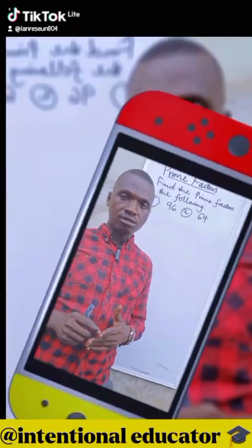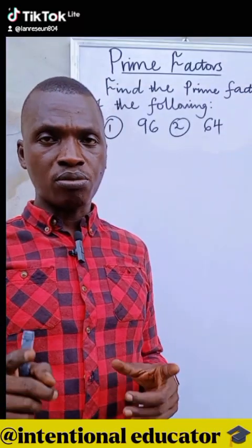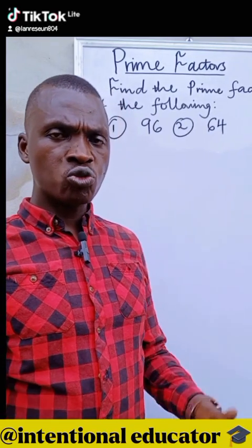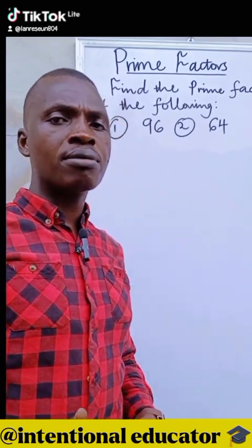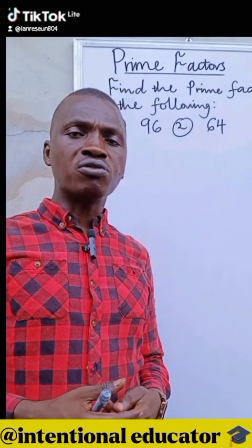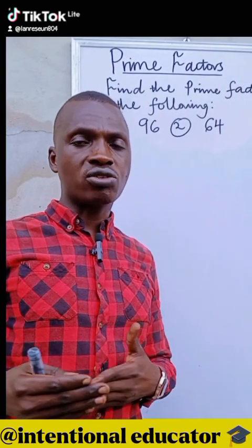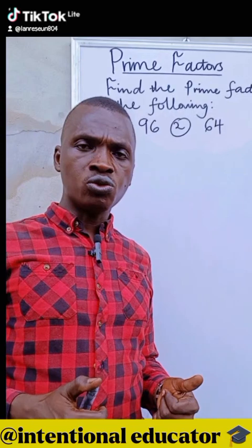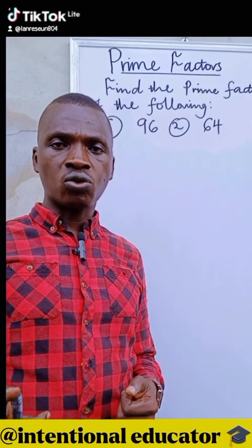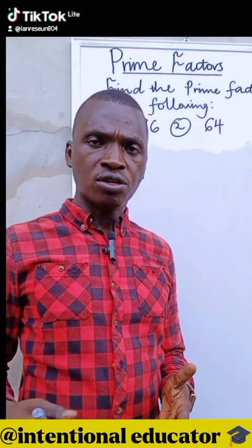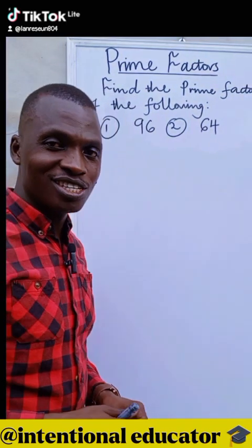Don't get it twisted. 1 is not a prime number because apart from 1, no other number can divide 1. So today we're looking at solving prime factors of numbers. We can use two methods. We can use either the prime factorization method or the 3-factor method. Today I'm going to be using the 3-factor method. Come along with me as we do this together.